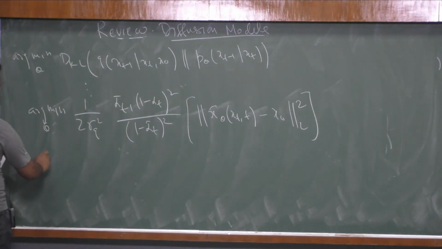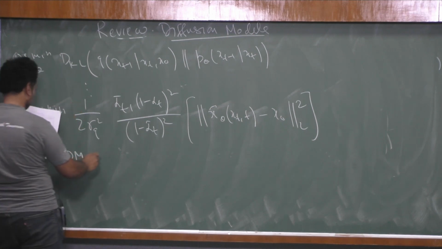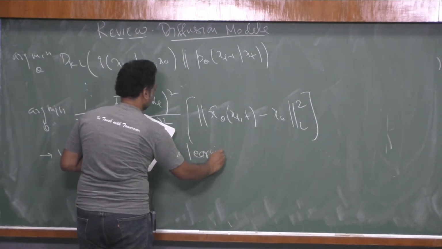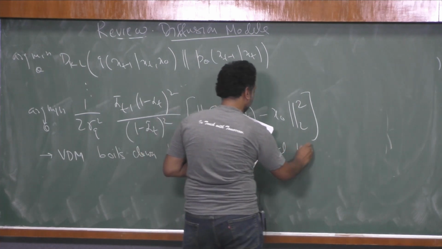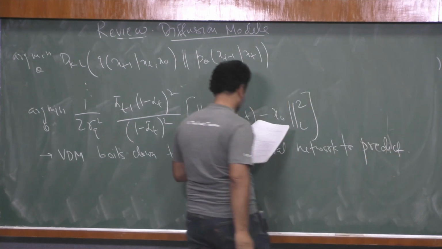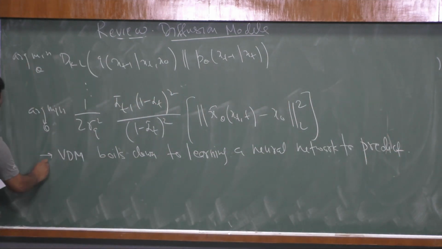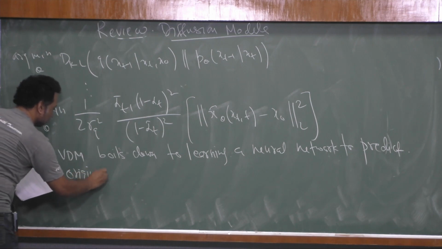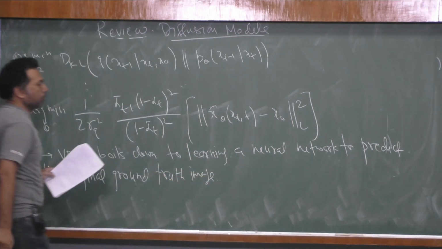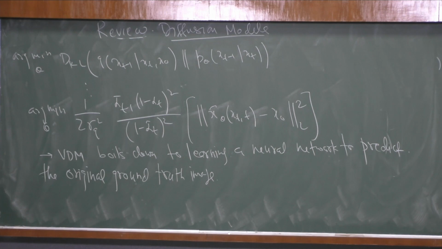Okay, so this tells us that VDM, the variational diffusion model, all this is what we're doing, boils down to learning a neural network to predict the original ground truth image. So all the ideas like putting x naught, the original image, in the conditional, all this is playing a role here. This is giving you a reference. This is the prediction I'm supposed to do, and so everything fits perfectly.